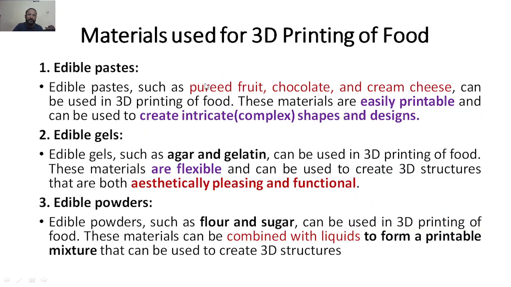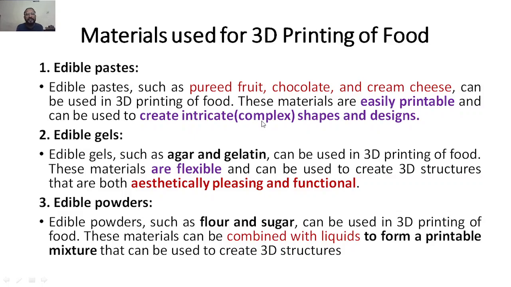So edible paste. Edible materials such as pureed fruit, chocolate, ice cream, cheese can be used in 3D printing. These materials are easily printable and can be used to create intricate or complex shapes and designs. That means very complex or very innovative structures and designs, not seen before. And we can have chocolate, ice cream, and fruit kind of stuff.